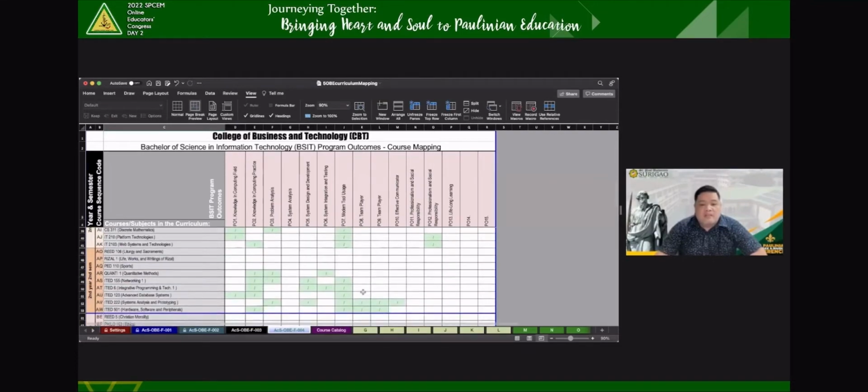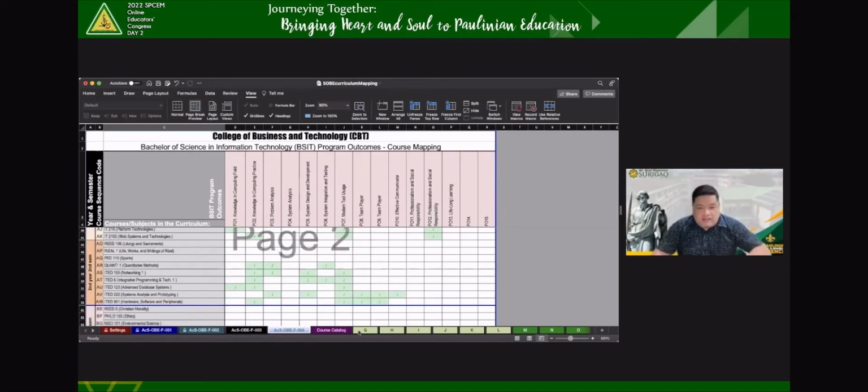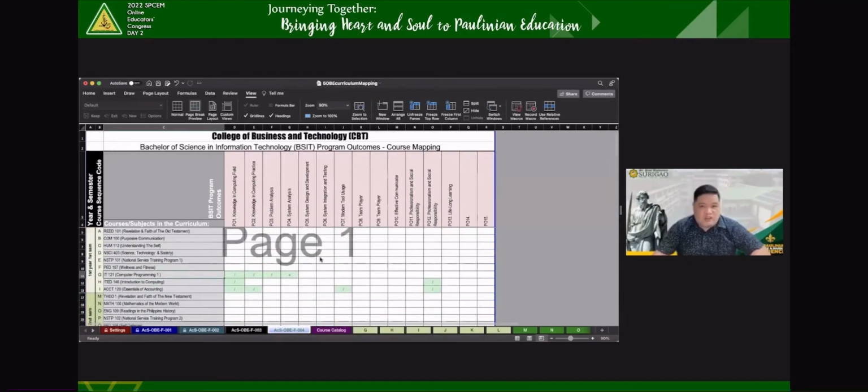These mappings are very important because we need to know that indeed these subjects contribute to the achievement or demonstration of these POs. If a subject does not contribute to any of these POs, then that subject does not have any room in our curriculum or prospectus. So for the course catalog, after this curriculum mapping, we then deal with every subject mapping.